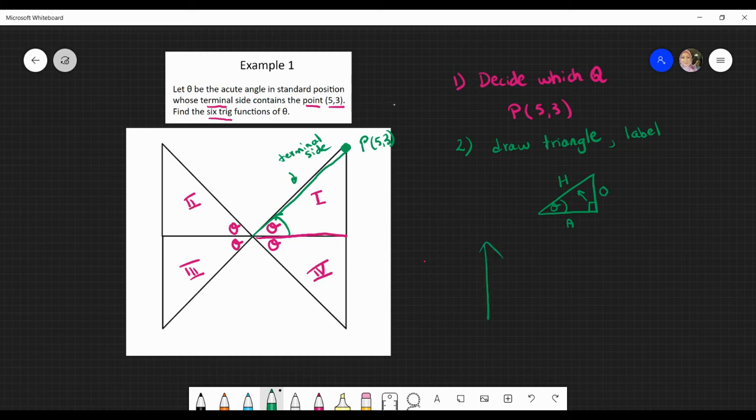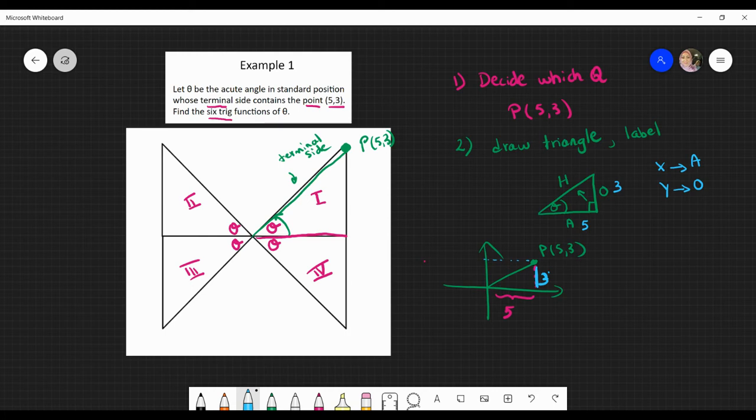If you picture this in the xy plane, when I say P has the coordinates of (5, 3), this would be the x coordinate, 5, and this would be the y coordinate, which is 3. So I will label the 5 and 3, which means in this case, x is the adjacent and y is the opposite.